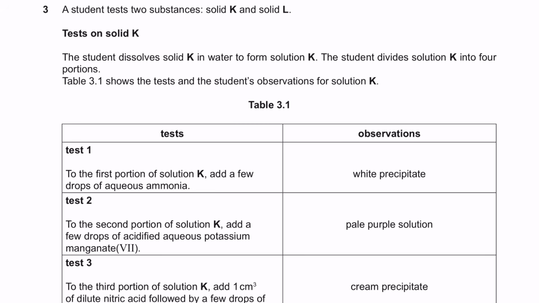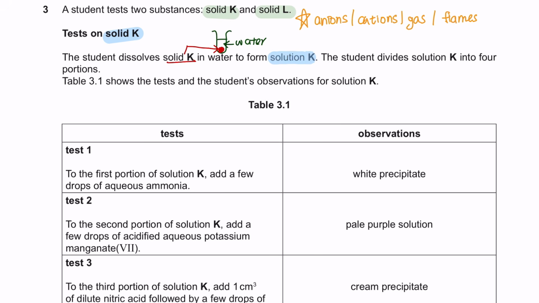A student tests two substances, solid K and solid L. Question 3 of Chemistry Paper 6 is always regarding tests on anions, cations, gases, and flames. So I hope you have memorized all the tests and their results. Test on solid K. The student dissolves solid K in water to form solution K.